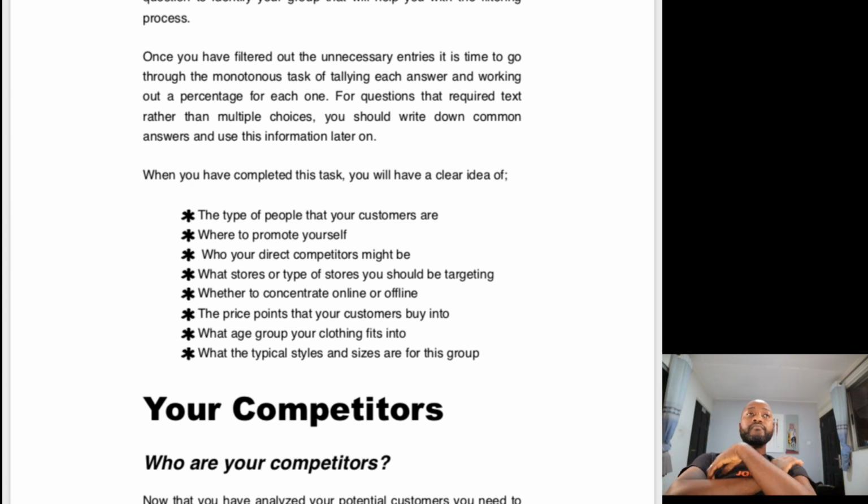So the price points: do they make sense to the customer? What kind of fit does your customer want? Does your customer want tight fitted stuff, or do they want baggy? And these will come down to the trends.